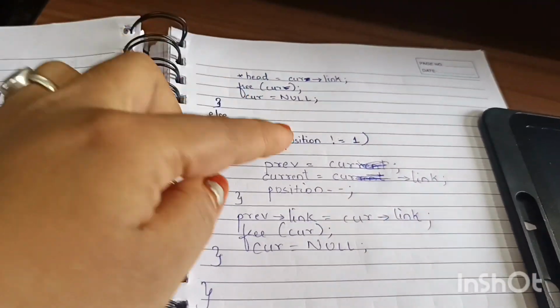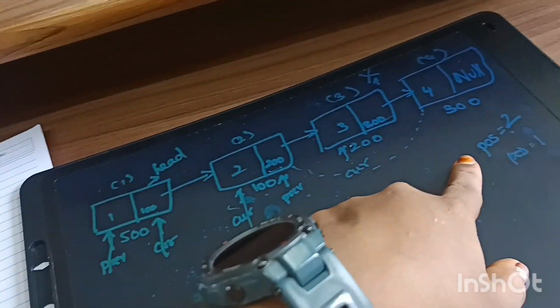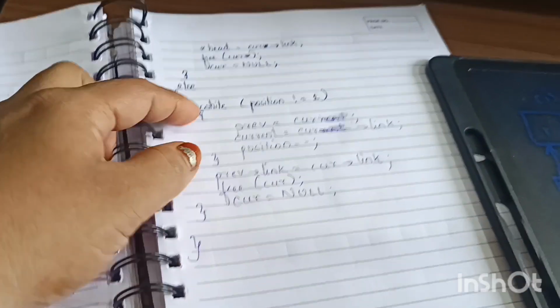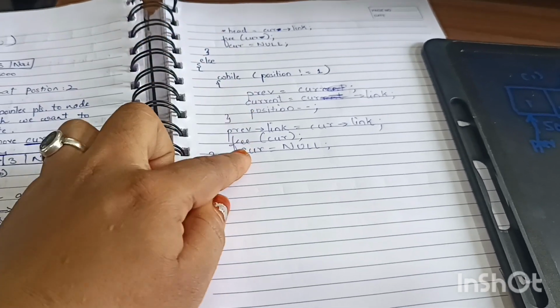Okay. Now again come here. Whether position is not equals to 1. What is position? It is equals to 1. Correct, position is equals to 1. So what I have to do? I am going to exit from this loop, come out of this loop. I will come here.